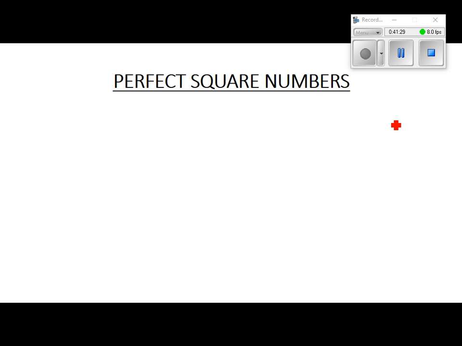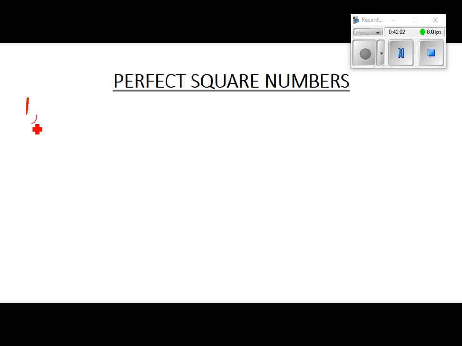Perfect square numbers. We're just going to list these out and write them down there. The first perfect square number is 1. All a perfect square number is, is a number that if you take the square root, it comes out even. What's the square root of 1? 1.